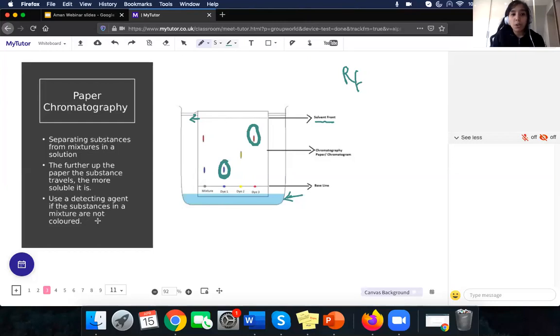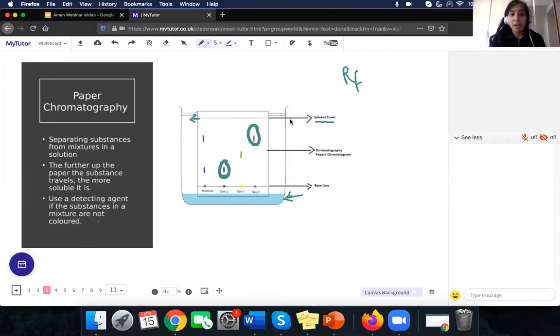The final point on this slide says that we use a detecting agent if the substances in a mixture are not coloured. I've seen this in a lot of the syllabuses as well. So if something is colourless and you want to use paper chromatography, you can use a detecting agent, which is sometimes added, just to distinguish all the colours in there, and it won't affect the experiment.